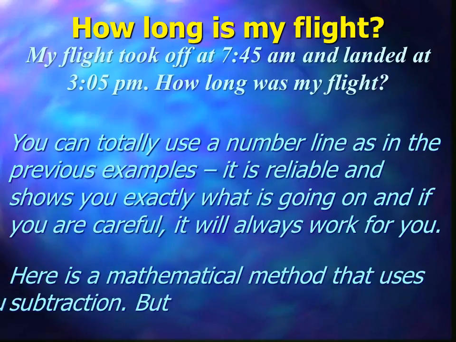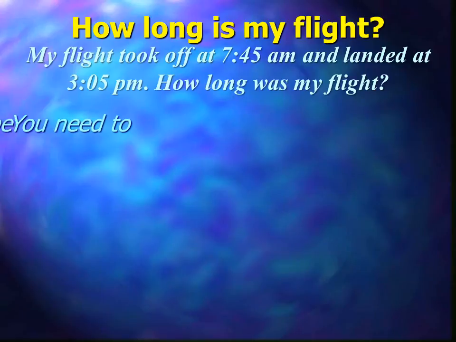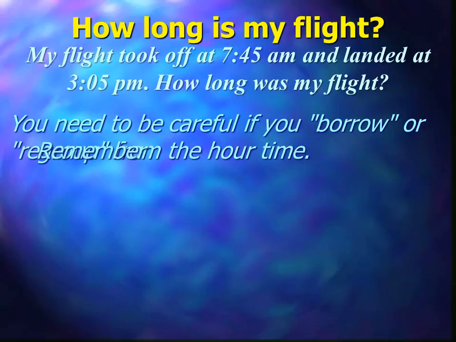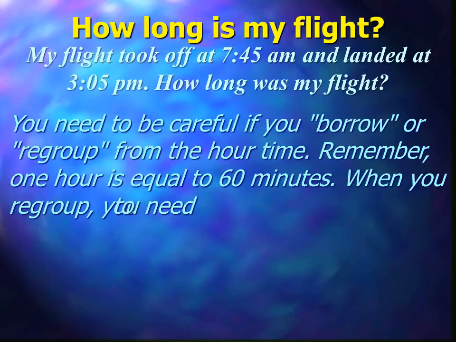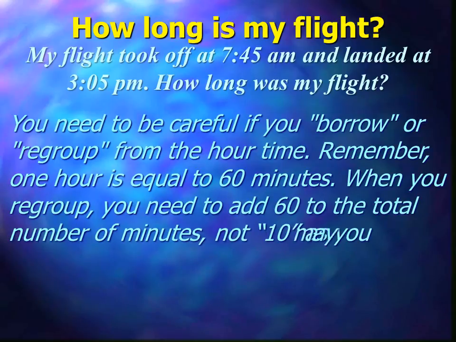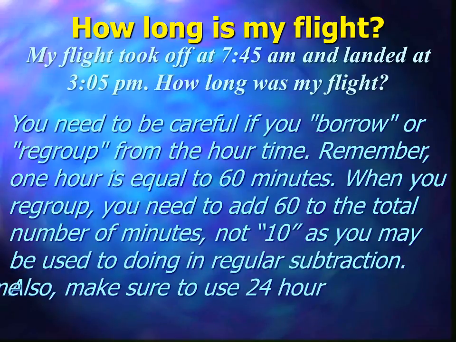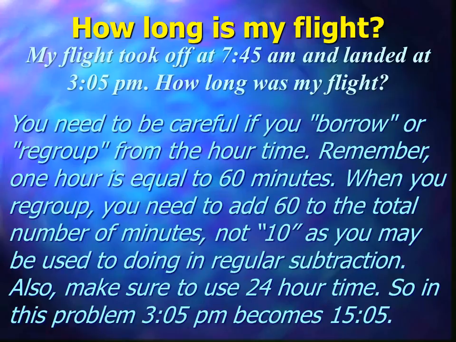Here is a mathematical method that uses subtraction, but you need to be very careful. You need to be careful if you borrow or regroup from the hour time. Remember, 1 hour is equal to 60 minutes. When you regroup, you need to add 60 to the total number of minutes, not 10 as you may be used to doing in regular subtraction. Also, make sure to use 24-hour time. So in this problem, 3:05 becomes actually 15:05.